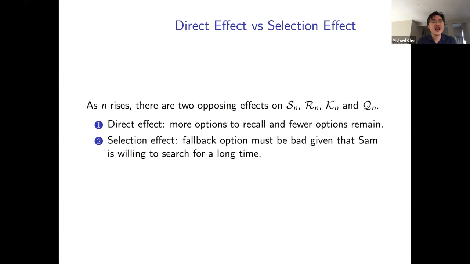But also there's a selection effect going on, because if you're willing to search for a long time, that usually implies that the fallback option you have discovered so far is pretty bad. Otherwise, you wouldn't be willing to search for a long time. So the selection effect actually suggests the opposite. The longer you search, the worse your fallback option must be, so you should be looking for even longer.